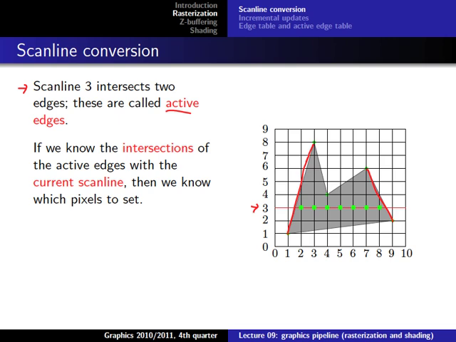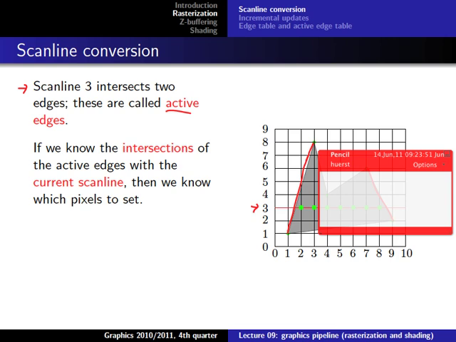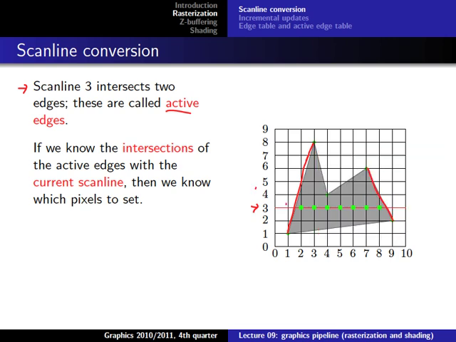So we have these two lines and we call them the active lines. Now, of course, it is intuitively clear that if we know the intersection points of the scan line with those active lines, and if we know which is the left and which is the right one, then we also know what kind of pixels to draw, namely everything that is in between those two intersection points. So if we have this intersection point here, and this intersection point here, it's clear that we draw everything in between.